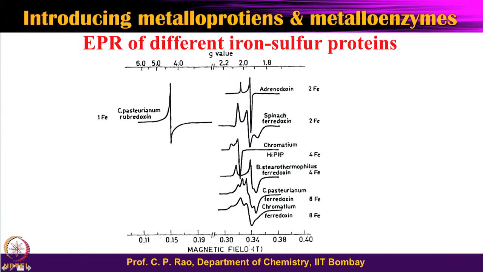So, if you look at the absorption spectrum and the EPR, you can identify whether it is a 1 iron system, a 2 iron 2 sulphur system, a 4 iron 4 sulphur system, or a 4 iron 4 sulphur system with high potential. All these can be very well identified from the absorption and EPR spectra. It is very interesting, very simple proteins. So, you can just do the core extrusion and then compare with this.